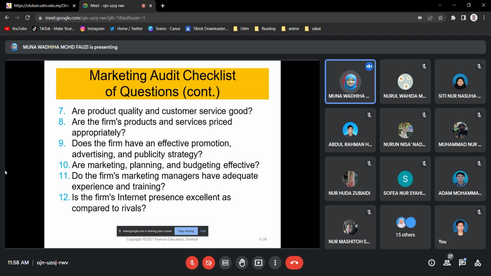So these are the checklists. If you were the marketer, if you were the manager, you can use this marketing audit checklist to guide you, one by one, to audit all the possible areas that can help you achieve and accomplish your target as the marketer.